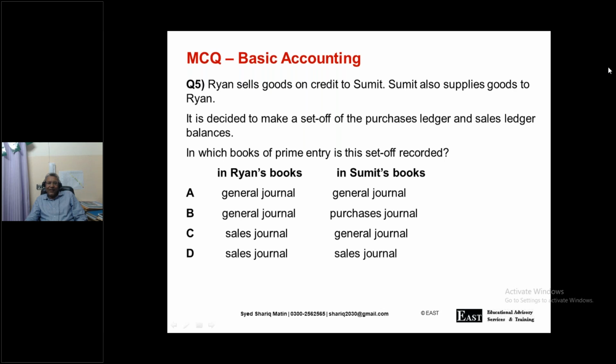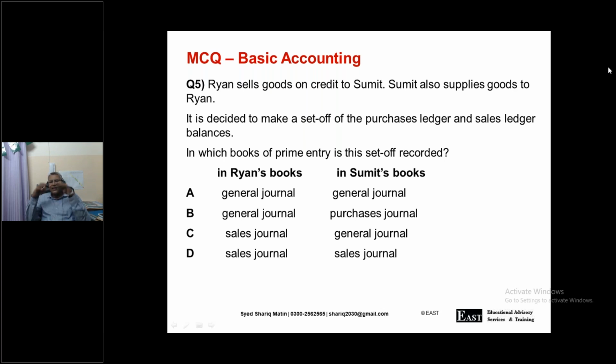That will not be in the sales journal, because in the sales journal we record sales on credit, and not even in the purchases journal, because we record purchases on credit in the purchases journal. So it will be in the general journal, in both Ryan's and Sumit's books. So our answer is A. Thank you, Ta.